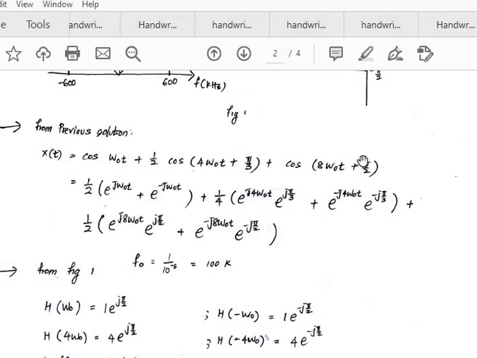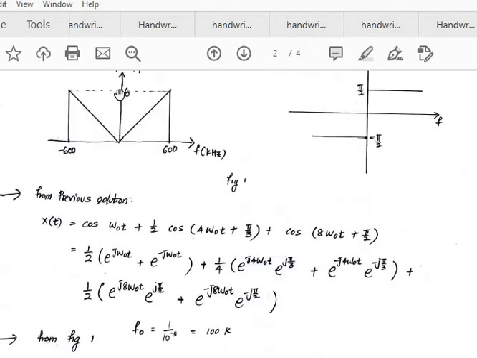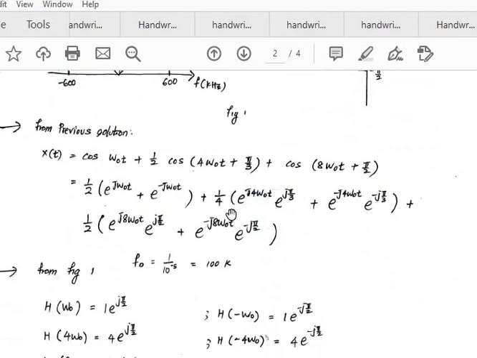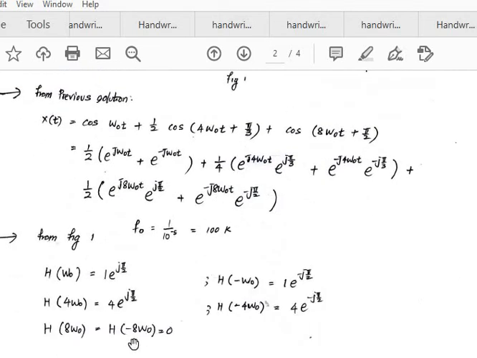Okay? And then the last part is the 8 omega naught. If you refer to this phase and amplitude, there's no 8 omega naught because it goes up to 6 only. Because it is up to 6, if you want the 8 omega naught, that should result in 0. So you will get 0 value.